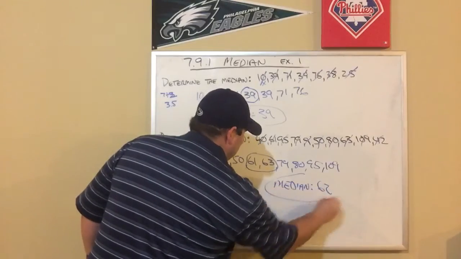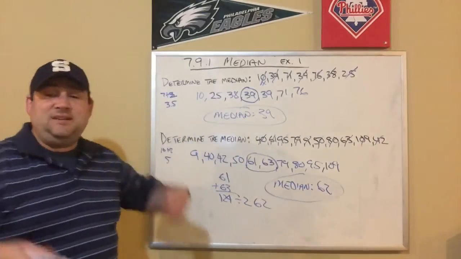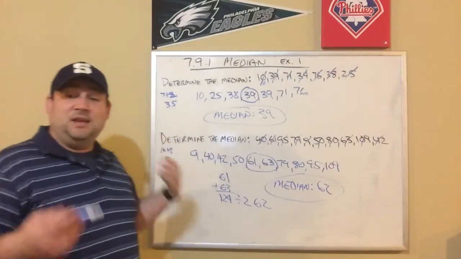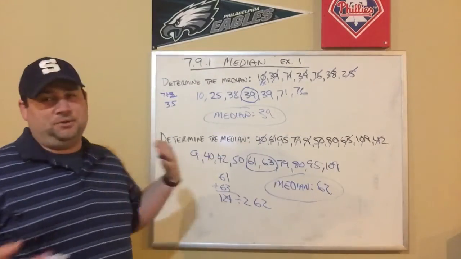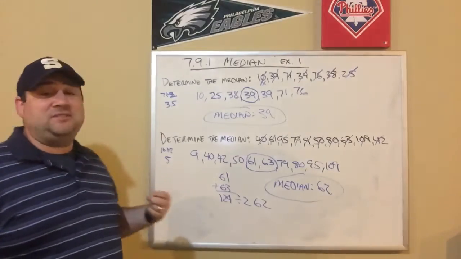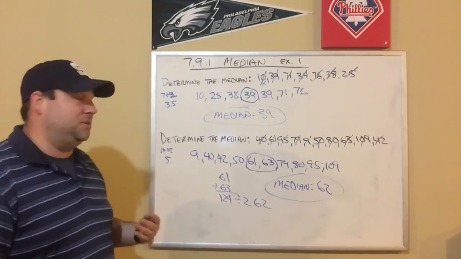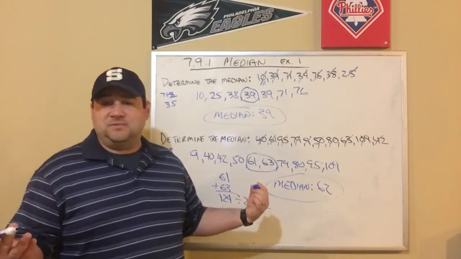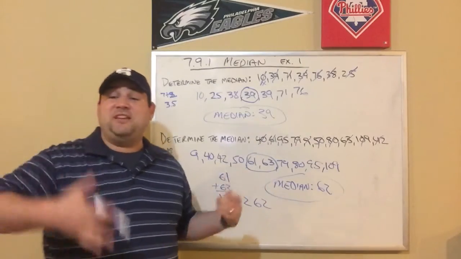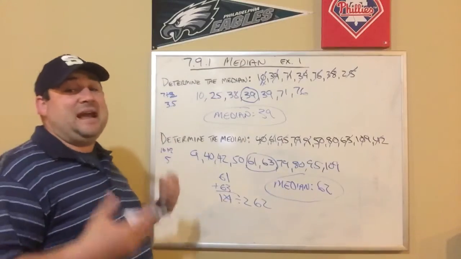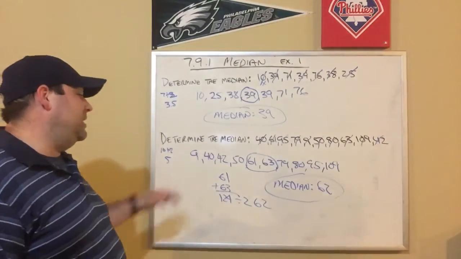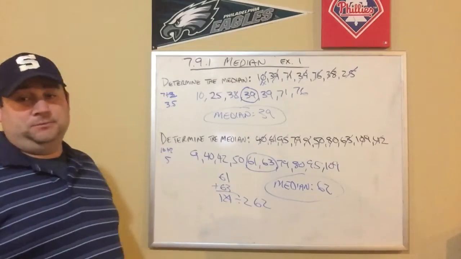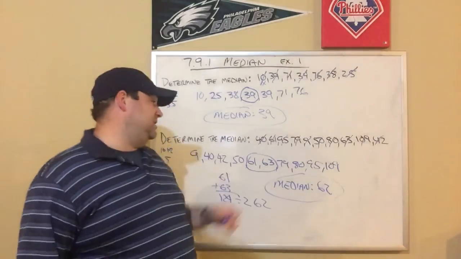is 62. So whenever you have an even amount of numbers, if you divide the total number of digits, there were 10 in this case, 10 total data items, I divided by 2, I got 5, so that means the 5th and 6th numbers are going to be the middle. So if I had 100 data items, I divide by 2, that's 50. That means the 50th and 51st data items would be the middle. So if you have 2 numbers in the middle like that, all you do is add them up and divide by 2. So we got a median of 62 for this one.